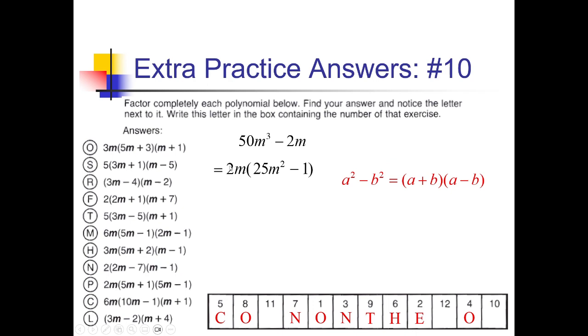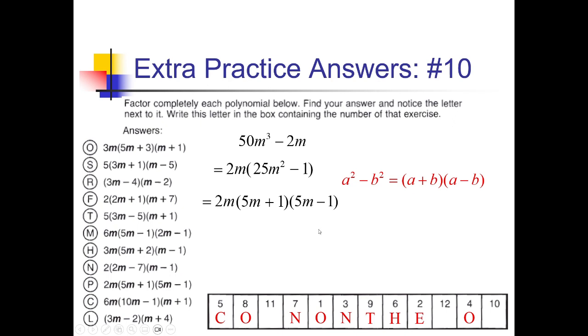So I've got the 2m that I initially took out, and now for my first parentheses, this is the a plus b, I've got the square root of 25m squared. That's going to be 5m plus the square root of 1, which is also 1. And then I also have a 5m minus 1 for the a minus b part of this.